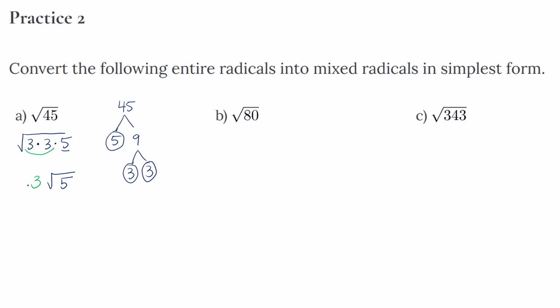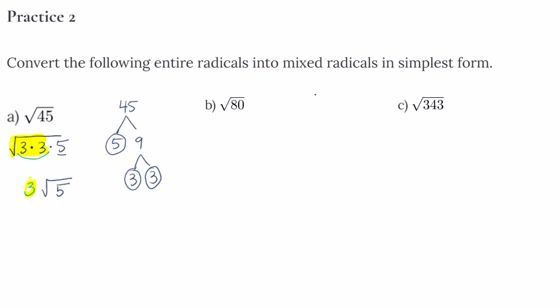The reason that this method works is actually because of perfect squares. When we have a pair of numbers, it's technically like a perfect square. So here we have 3 times 3, which is 9, and the square root of 9 is 3.